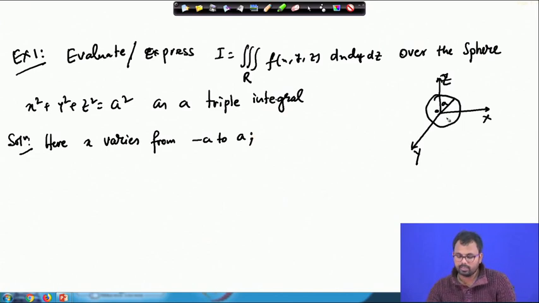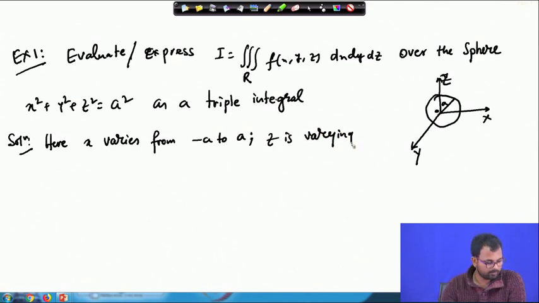Now, what about z? If we see the sphere and the z axis going through the center of it, then z is varying from minus square root of a square minus x square minus y square to plus square root of a square minus x square minus y square. So, z is varying from this point to this point.